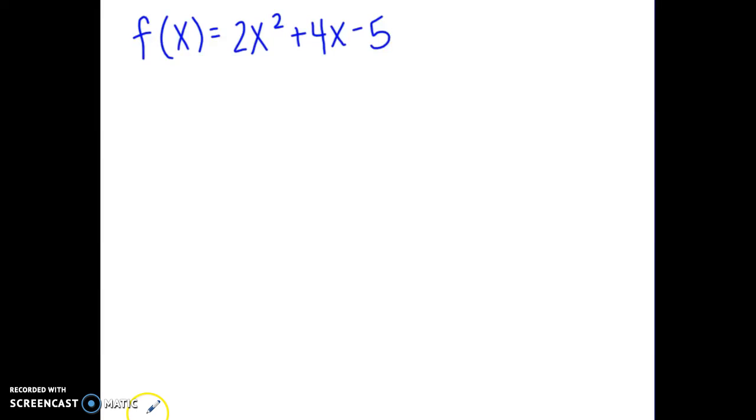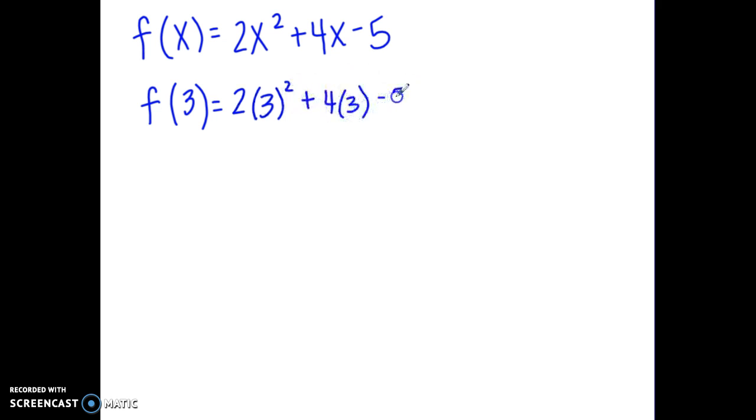Let's say that we have the function f of x equals 2x squared plus 4x minus 5. I know that you've been asked before to evaluate a function, so let's say, for instance, we asked for f of 3. We know that whatever we have in the parentheses here is what we're plugging in for the variable on the other side of the equal sign. So in this case, we would be doing 2 times 3 squared plus 4 times 3 minus 5. And then we just follow order of operations.